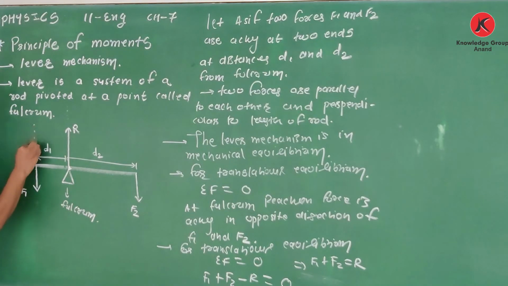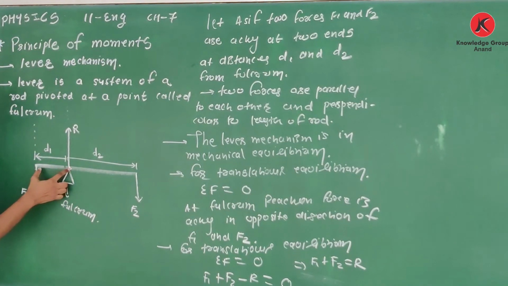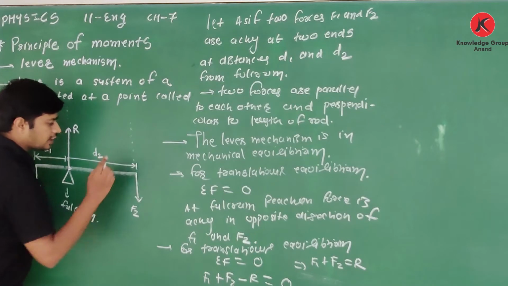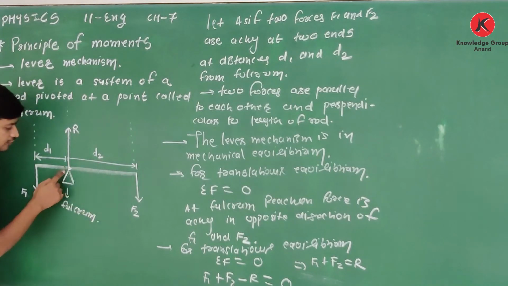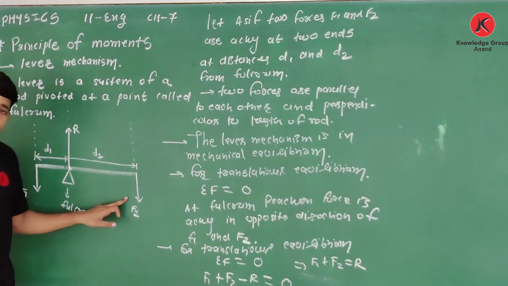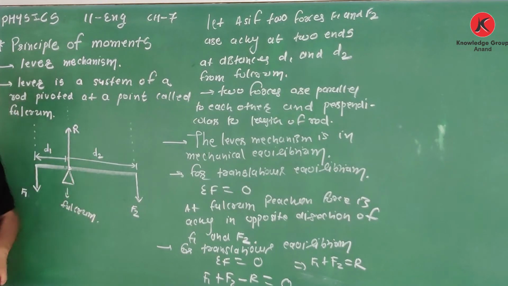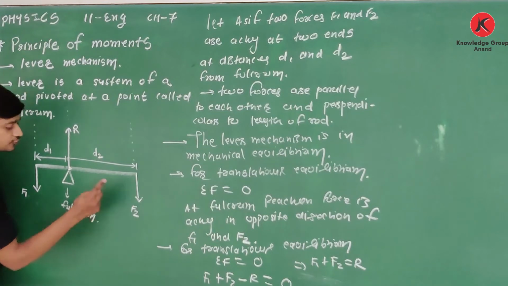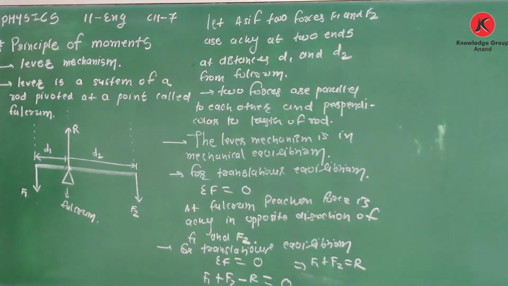For this F1, from this fulcrum, what is the perpendicular distance of F1? It is d1. So what is the torque produced due to this force F1? Force into distance, F1 d1. Similarly, the line of action of F2 is here. The perpendicular distance of F2 from the fulcrum is d2. So for this force, what is the torque produced? It is F2 d2. For R, no torque. Due to F1, the torque is F1 into d1. Due to this force, F2 into d2.